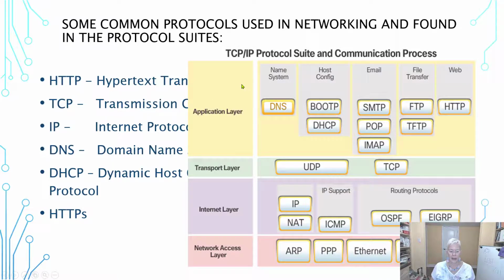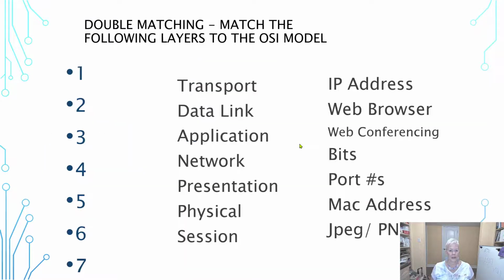Here's an example at the application layer. These are the different protocols that function at the application layer. The transport layer, UDP and TCP work at the transport layer. The internet layer, IP, NAT, ICMP, several others. And the network access layer, ARP, PPP, Ethernet, interface drivers. This is an example of protocols that work with the TCP/IP model. Now, these same exact protocols work in the OSI model. It's just that because the OSI model is a little more granular, we may see these broken down at a little bit different location. All right, let's do some double matching.